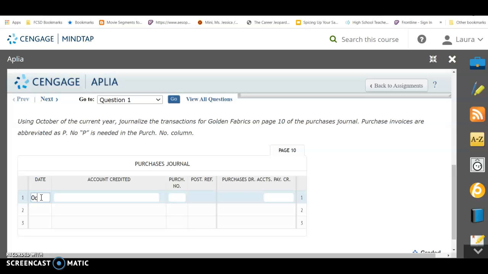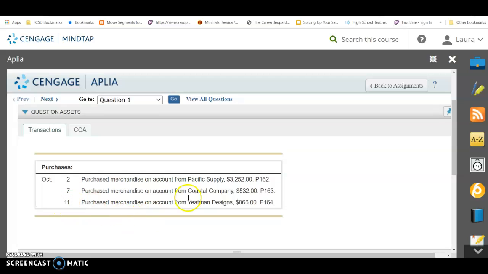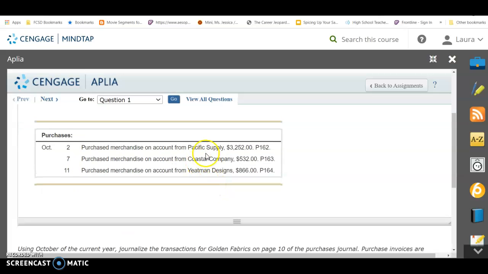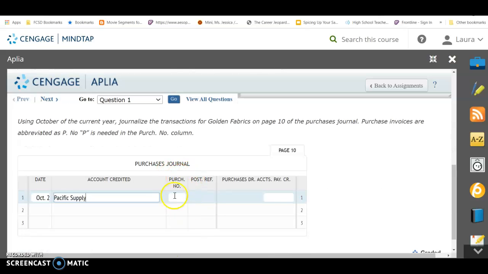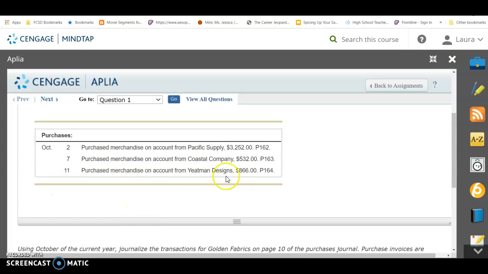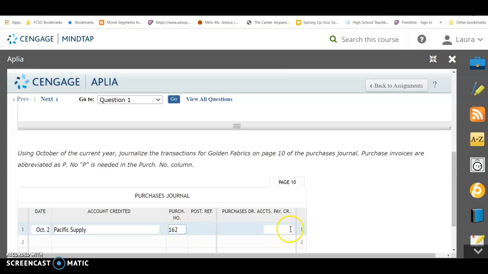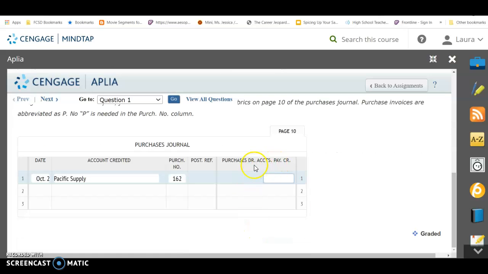We're going to start right here with the date as we always do, and the first one was October 2nd. You're going to notice that there's only one line for each transaction. What goes on the line is the name of the company that you are purchasing the merchandise from, so this is going to be Pacific Supply. Because the column heading already says purchase number, all you need here is the actual number. You don't need the P, you just need the 162. You're also going to notice there's only one column for debit and credit. It says purchase DR, which stands for debit, and accounts payable CR, which stands for credit. So all we need here is the amount. This is a very simple journal: date, name of company, number, and amount.